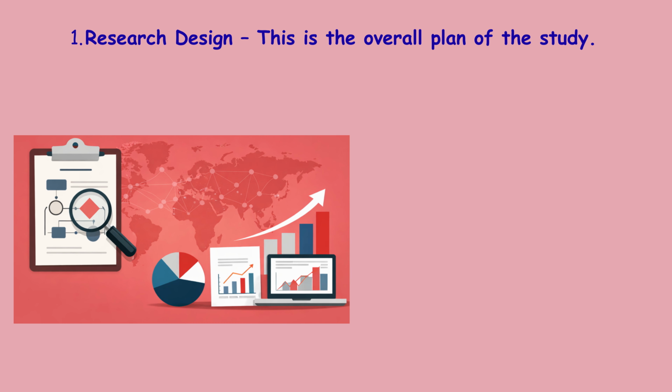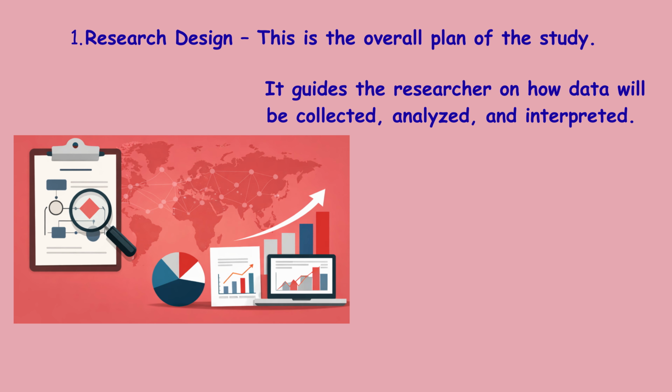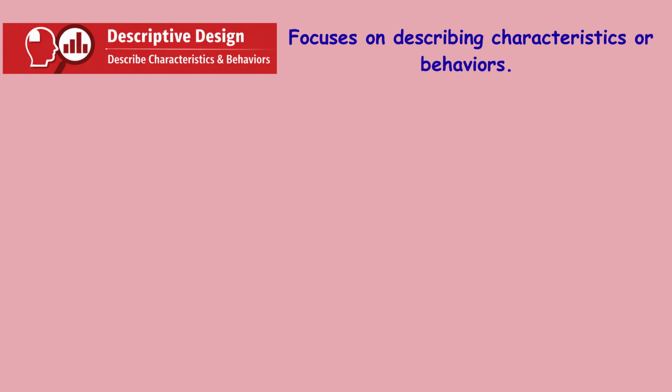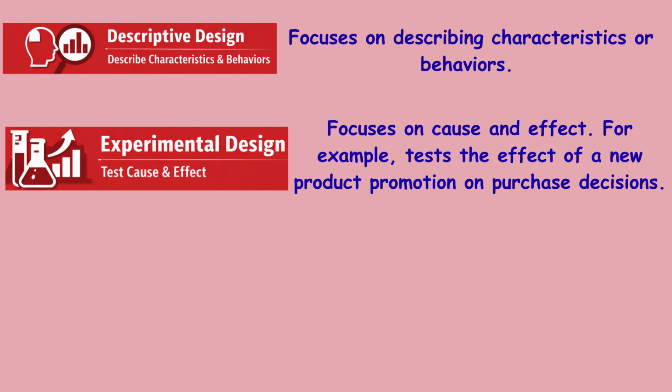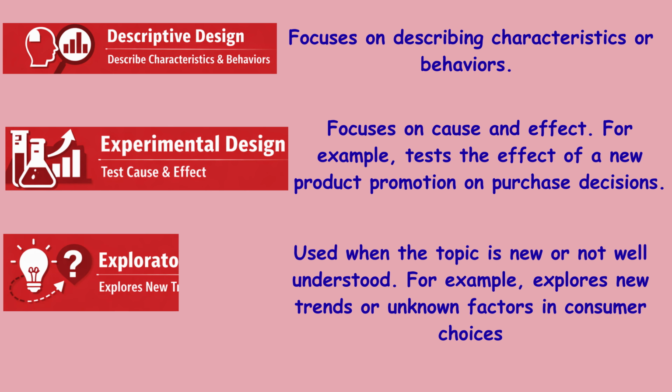1. Research design. This is the overall plan of the study. It guides the researcher on how data will be collected, analyzed, and interpreted. Examples include descriptive design, which focuses on describing characteristics or behaviors. Experimental design focuses on cause and effect. For example, it tests the effect of a new product promotion on purchase decisions. Exploratory design is used when the topic is new or not well understood. For example, it explores new trends or unknown factors in consumer choices.